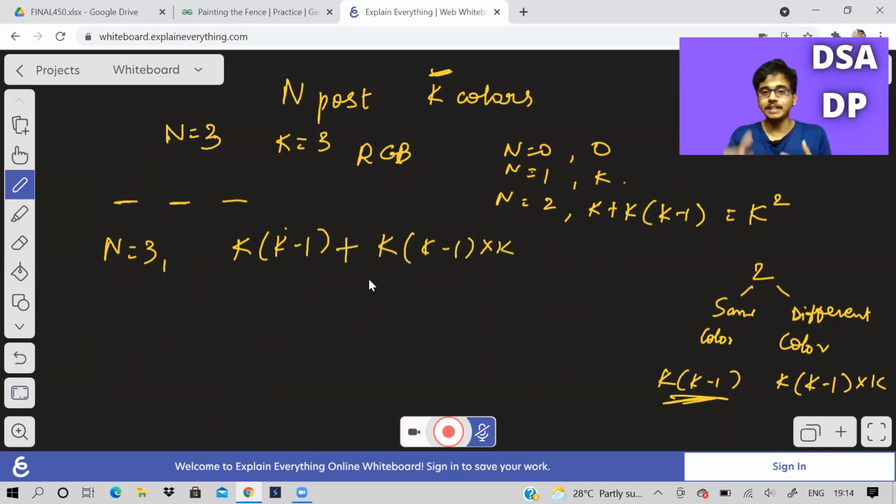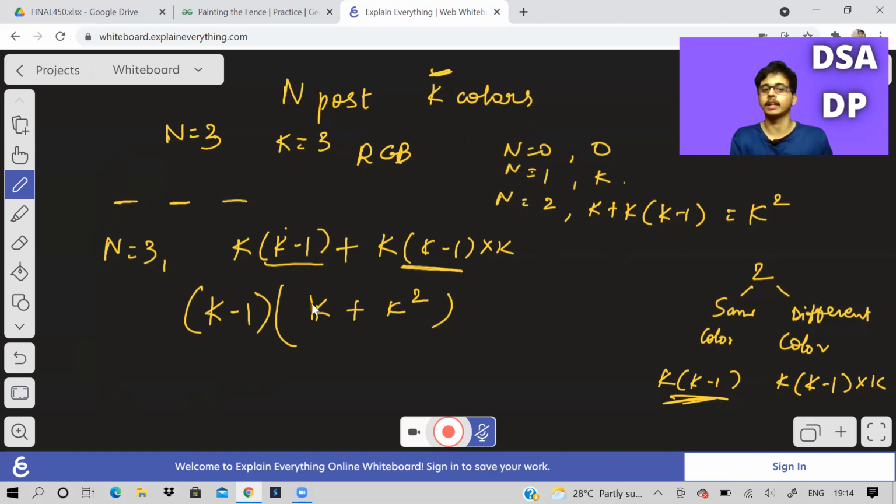Let us rewrite this expression to see how we can use DP in this problem. Let us take k minus 1 as common. So what will we get here? I'm taking only k minus 1 as common, so we will get k plus k square.